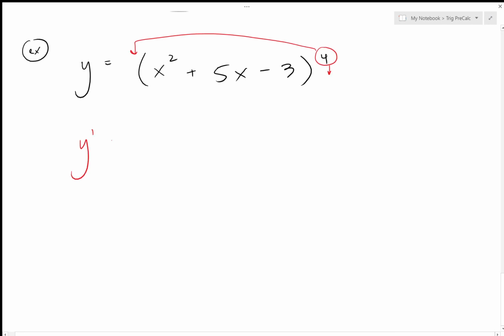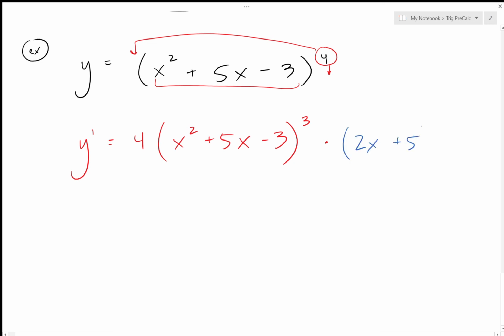So y prime, 4, keep the inside, x squared plus 5x minus 3, and now the exponent moves down to a 3. Multiply this to the derivative of the inside. So we've got 2x plus 5, and that 3 disappears.